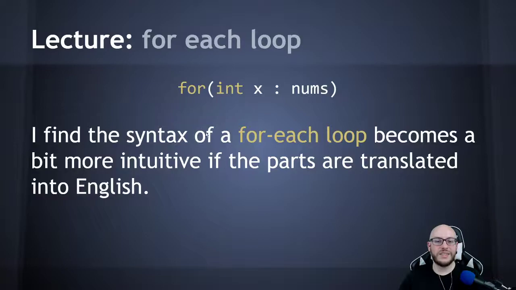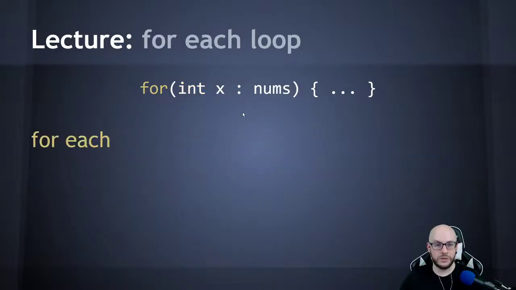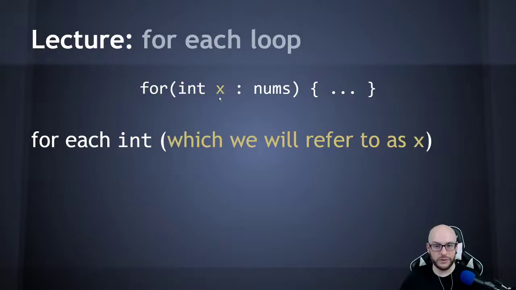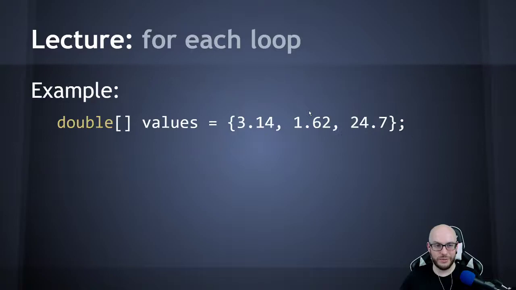I find the syntax of the for each loop becomes a little bit more intuitive if the parts are translated into English. This for each loop essentially says for each integer, which we will refer to as x, in nums, do something. For each integer, which we will refer to as x, in, that's what this colon ultimately means, nums, do something. Do something being the body of the loop.